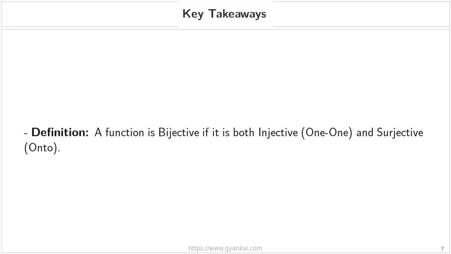Key takeaways. Now that we have covered the definitions, worked through a practical example, and discussed common pitfalls, let us conclude with the key takeaways from this lesson. First, let's reinforce the core definition. A function is considered bijective if, and only if, it is both injective, which we refer to as one-one, and surjective, which we refer to as onto.